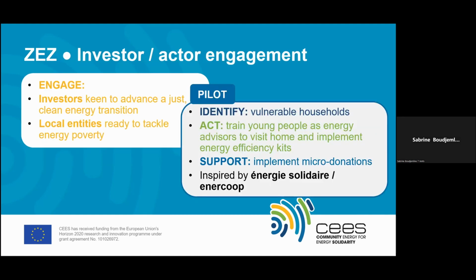The other project partner is CEES, which also works on the engagement of the community, and they focus more on targeting the investors to make more advanced and just energy transition choices.